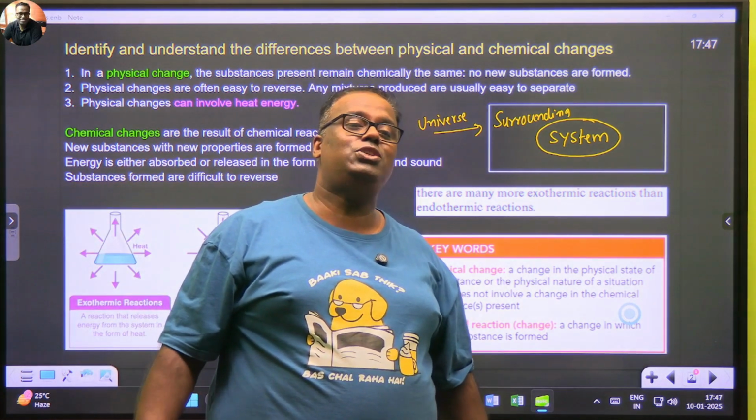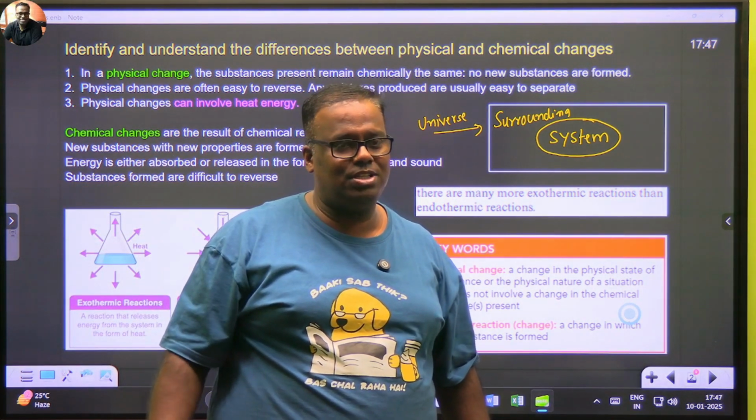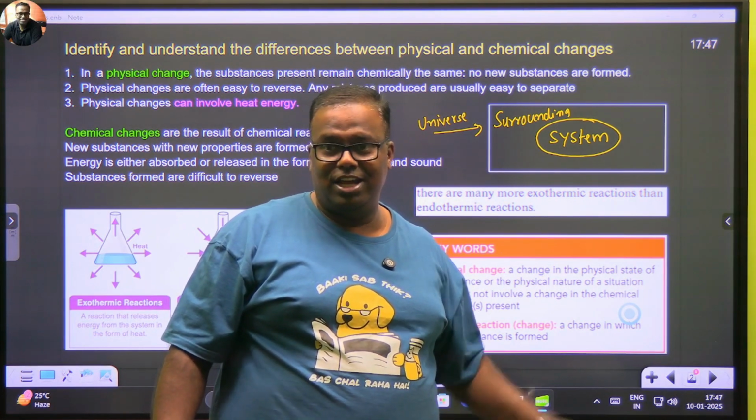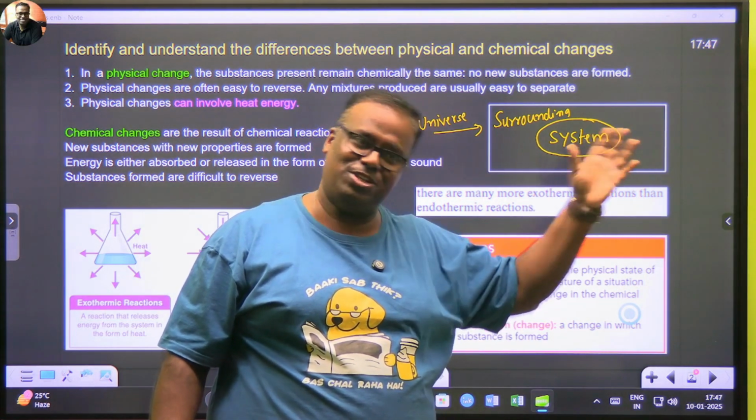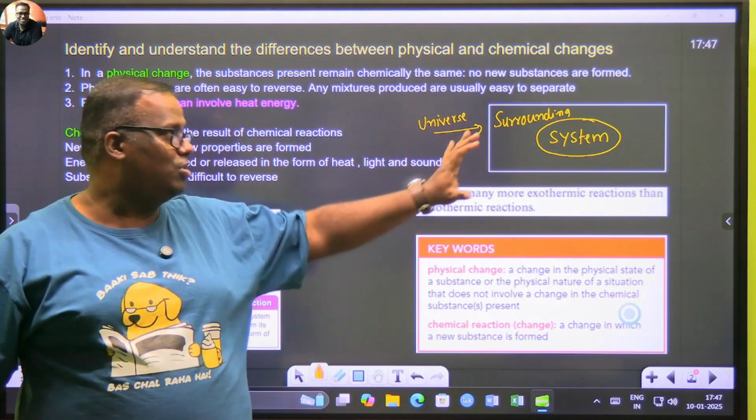Then there can be an isolated system. The best example of an isolated system is a thermos flask. Neither does it exchange any matter outside, nor does it exchange temperature outside. Are you able to understand? So here, in this concept, we have a system.